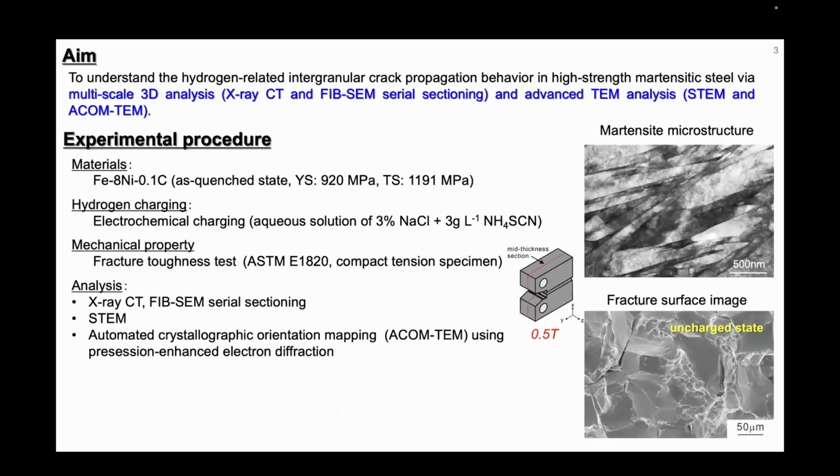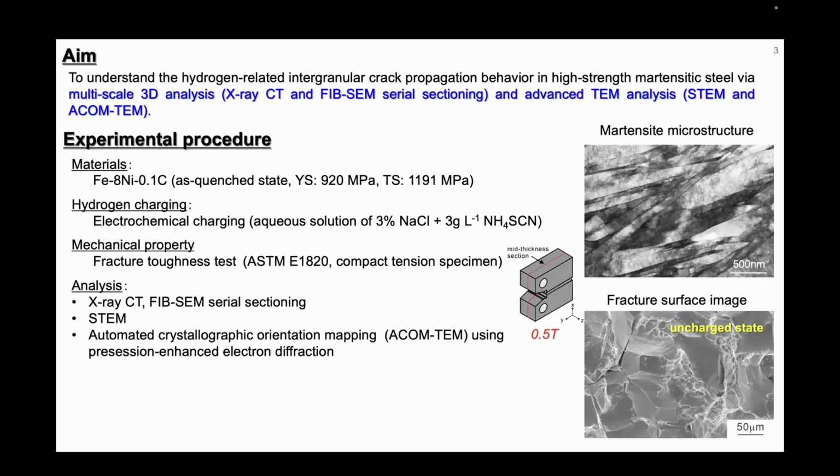So today I show the hydrogen-related intergranular crack propagation behavior in martensitic steel, investigated by multi-scale 3D analysis using X-ray CT and FIB-SEM serial sectioning, and advanced TEM analysis using STEM and ACOM-TEM.